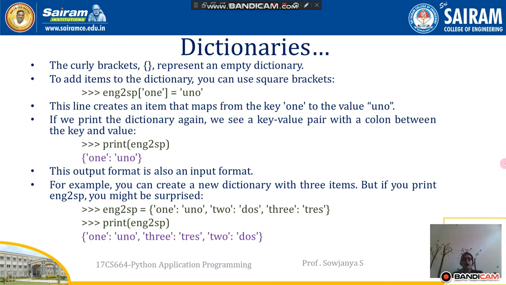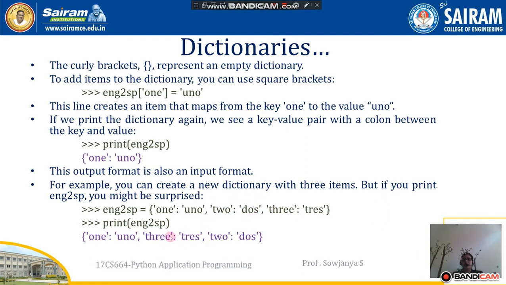Now, for example, if you want to create a new dictionary with some items, say three items, and you print eng_to_sp, you might be surprised. Why? Look at this example: eng_to_sp equals 1: UNO, 2: dos, 3: tres. This is how the keys and values from English to Spanish are represented in the dictionary. Now if you print this variable, what is it giving? 1: UNO, 3: tres. It is not printing the second key and its value.